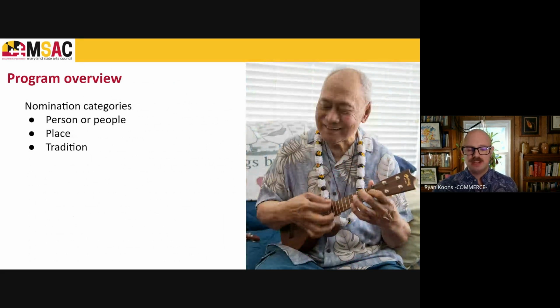Heritage Award can be nominated within 3 different distinct categories: the person or people category, the place category, and the tradition category. As you consider your own Heritage Award nomination, I will note that the person or people category is the most difficult one, just based off of the volume of nominations we receive in that category. It is the most competitive. Place and tradition tend to be a little less competitive, but no reason to change the nomination category, just a brief note there.